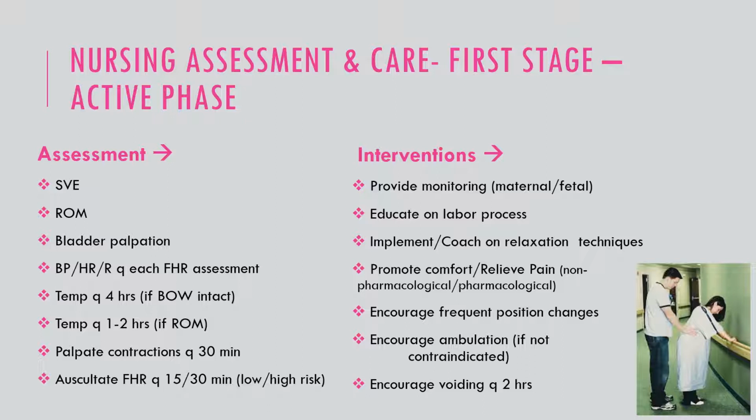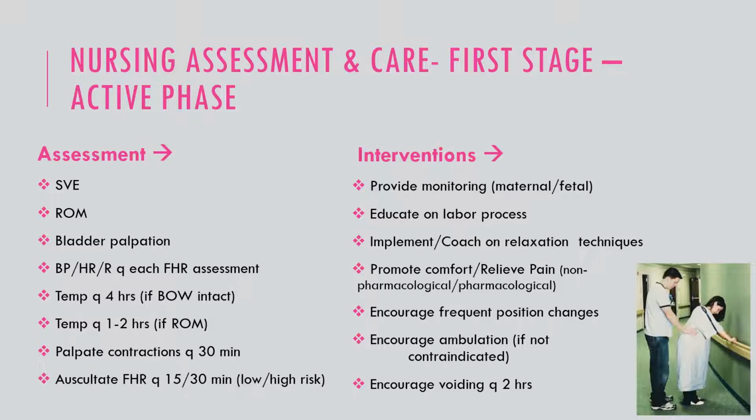And if it's not contraindicated, so the mom has a baby who's engaged and she's not high risk for anything else, encouraging her to ambulate if you have an order for that. That can help take her mind off of just lying in bed and hurting. Encouraging her to void every couple of hours. During the active phase, we're going to try to limit sterile vaginal exams as much as we can throughout the labor process so that we can avoid infection risk.